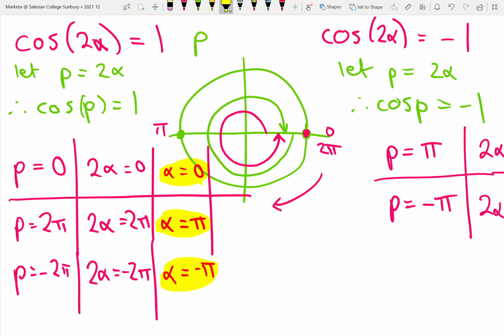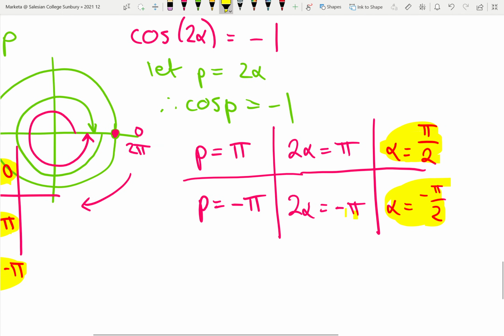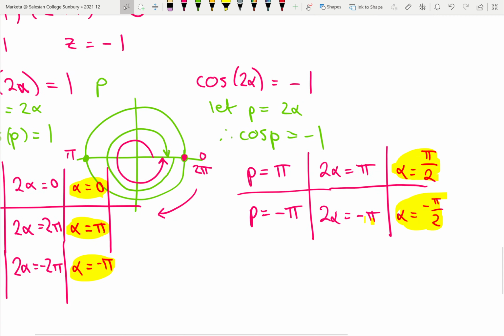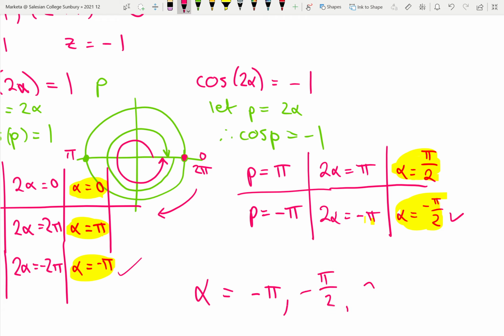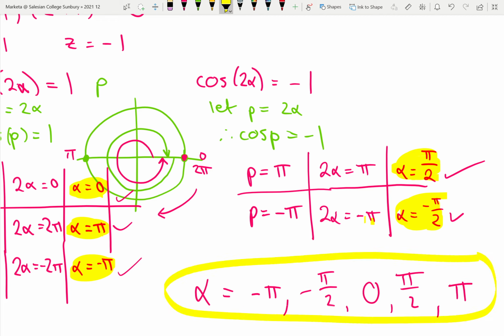So let's see, I'm just going to put all those answers in one spot because they're sort of spread out there so that you can see. So that means alpha equals, let's put them in order, -pi, -pi on 2, 0, pi on 2, and pi. So these would be my solutions here.